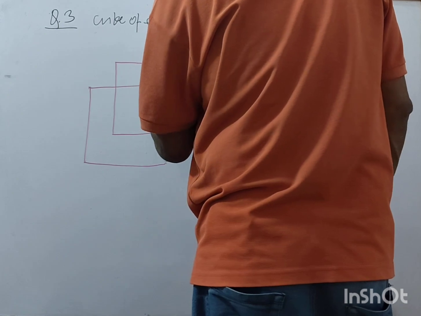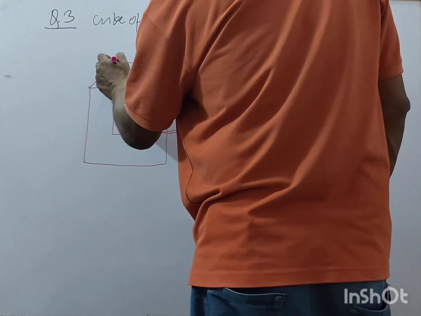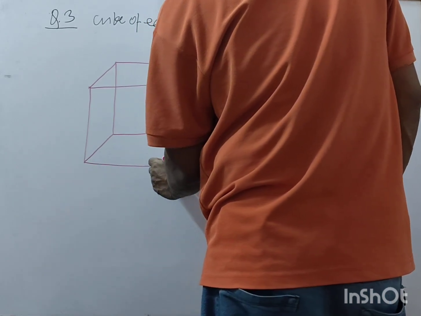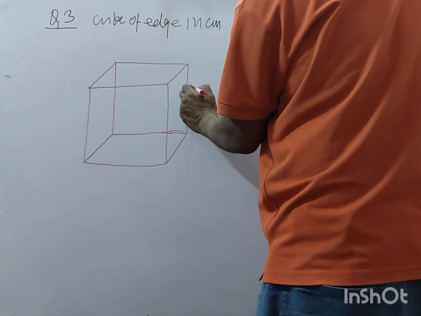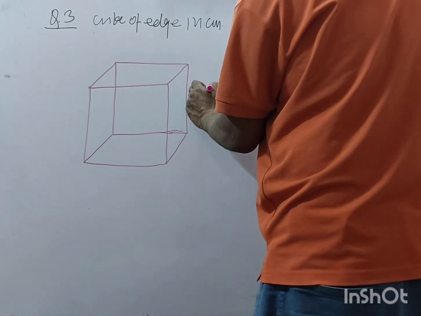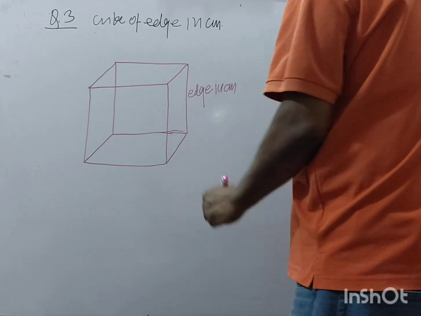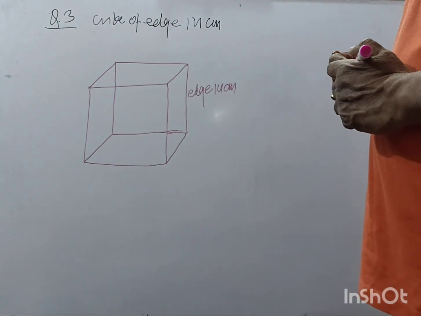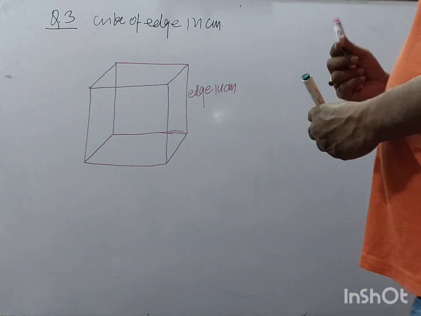This is how much? This edge is 14 centimeter. Now what you have to do? A cone of maximum size is carved out.